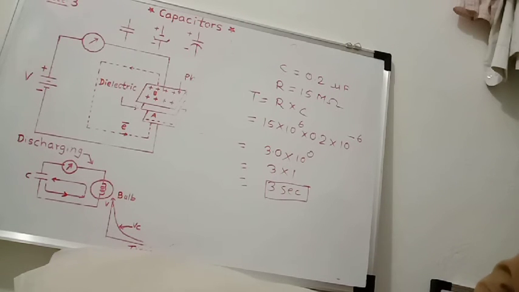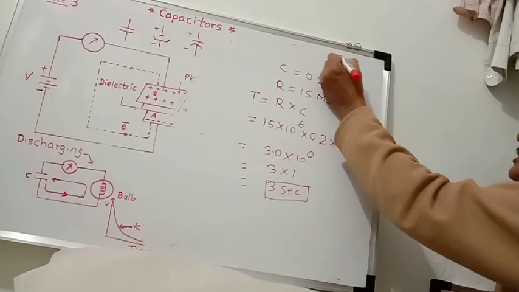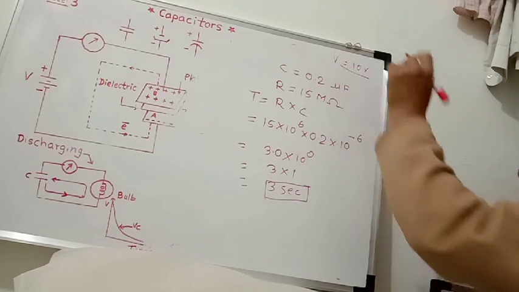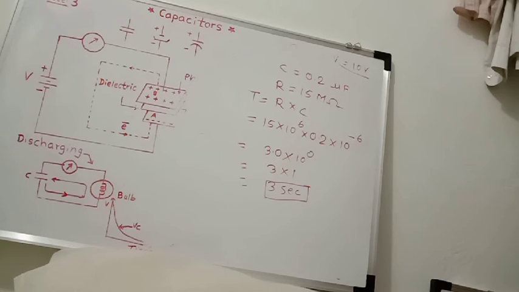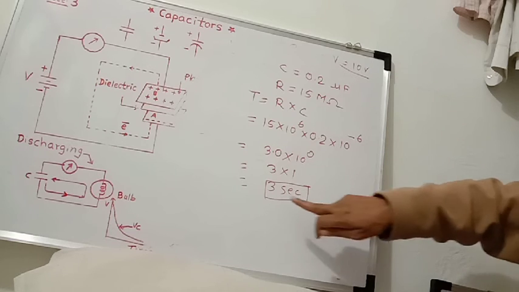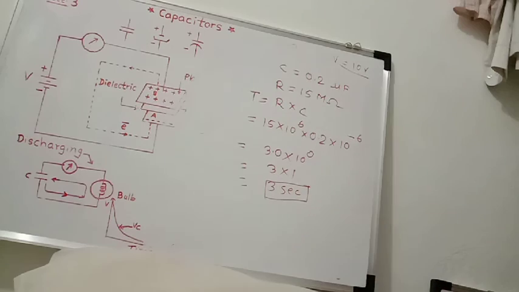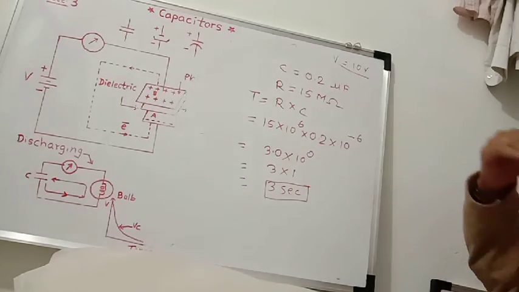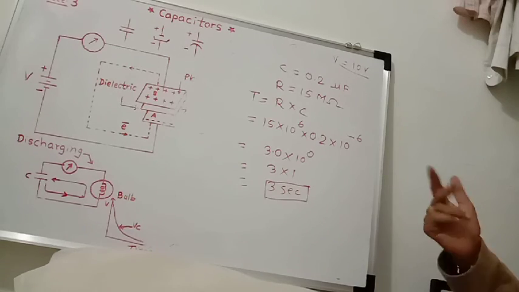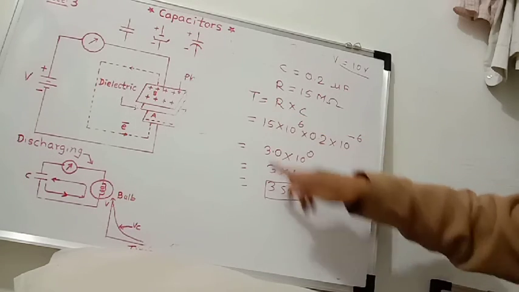Now here the time constant is 3 seconds, and we have to calculate the time required to charge up to the battery voltage, if the battery voltage is 10 volt. Here V is equal to 10 volt. So what is the time required to fully charge? This is a time constant, this is not the time. When there are 5 time constants, the capacitor gets fully charged.